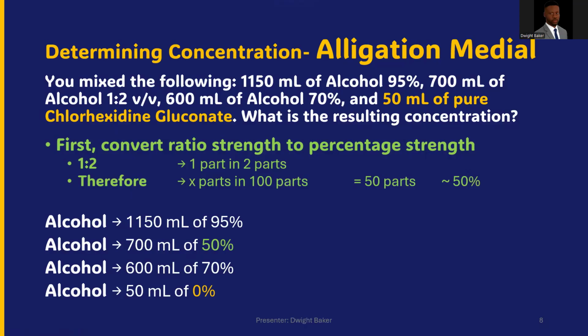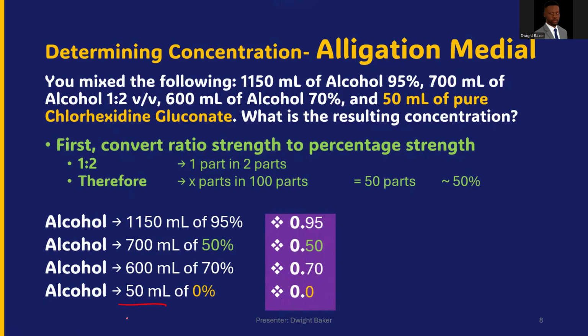But what is the concentration of alcohol in this chlorhexidine gluconate? It didn't tell you that there is any alcohol in it, so you're going to award a concentration of 0 to this chlorhexidine gluconate because there is no alcohol in it. All right. But it occupies a volume, so you still need to consider it in your final preparation. Now you add up all of this, it's going to come up to a final volume of, what is this, 2,500.